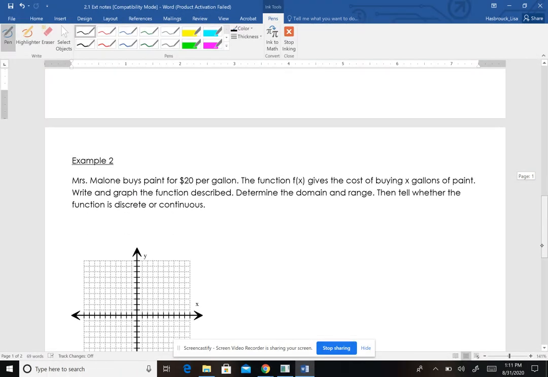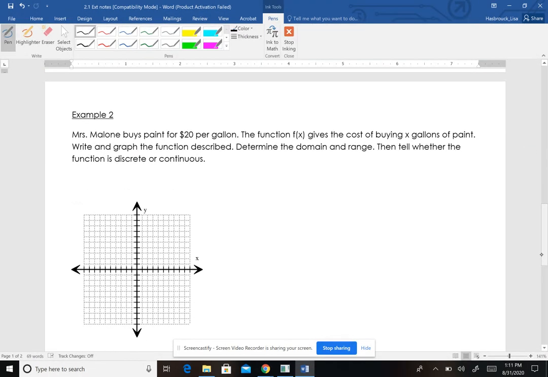For example 2, we have a word problem. It says Mrs. Malone buys paint for $20 per gallon. The function f of x gives the cost of buying x gallons of paint. Write and graph the function described. Determine the domain and range. Tell whether the function is discrete or continuous. Okay, so let's start by writing an equation.